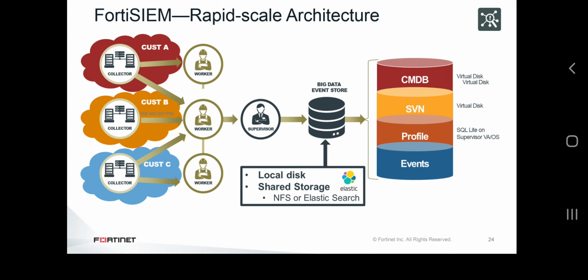Collectors are typically deployed close to the devices, and then they forward to workers. Workers pre-process the logs and forward to a supervisor layer, which is the front end for the big data event store, which includes the option to store an event database on a local disk, Elasticsearch, or proprietary NoSQL NFS.